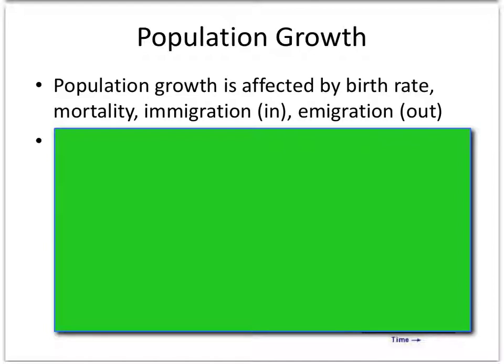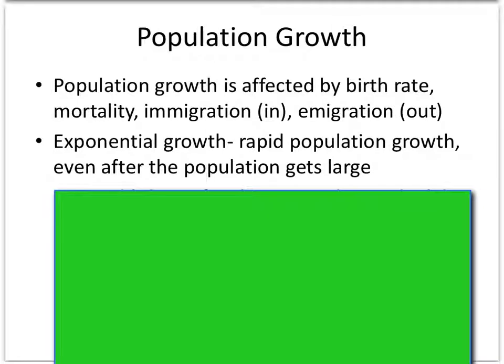So the size of a population is mostly going to be affected by birth and death rates, but also some things moving in and moving out. Now there's two different types of population growth, or two different population growth models. The first one we're going to talk about is called exponential growth. Right? And this is a rapid population growth. So even after the population gets large, it keeps on growing.